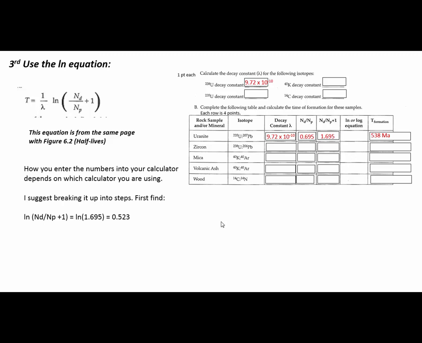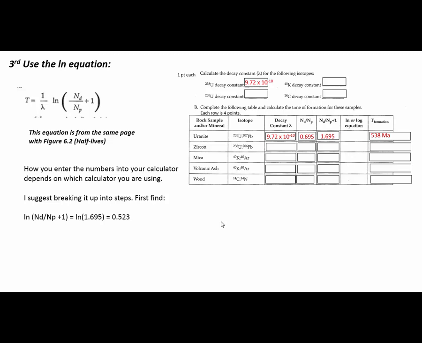Regardless, I think the best way is to start with taking the natural log of the daughter-to-parent ratio plus 1, which is the natural log of 1.695. When you do that, you get the number 0.523. Now, you might get a slightly different number. You could get 0.527, for example. Anywhere that has 0.52, you should be fine. The last digit can be slightly different based on how you've rounded your numbers. So we'll just move on from there.